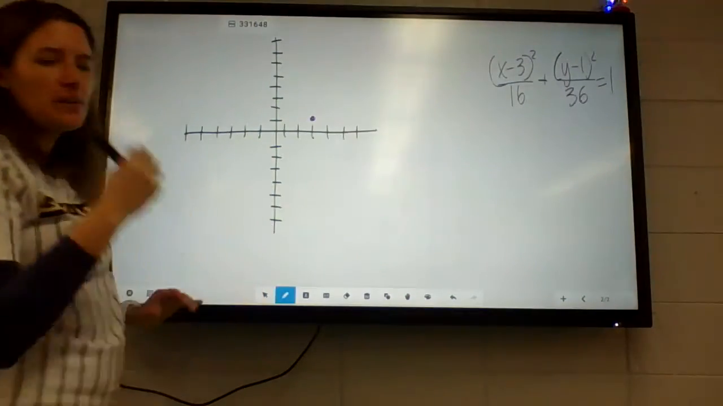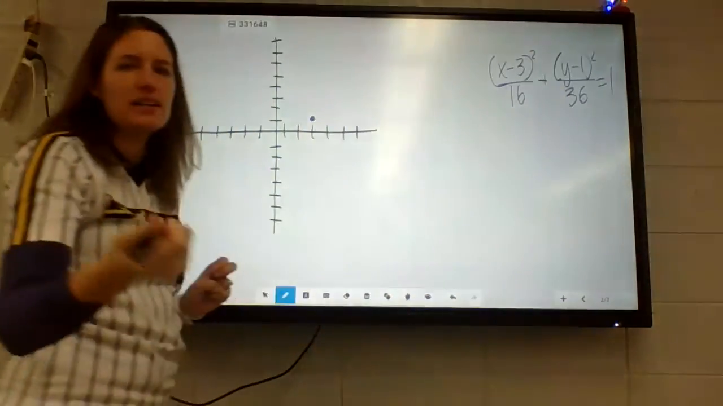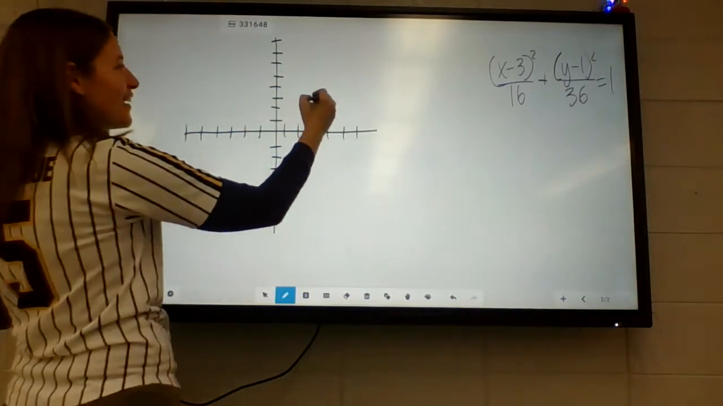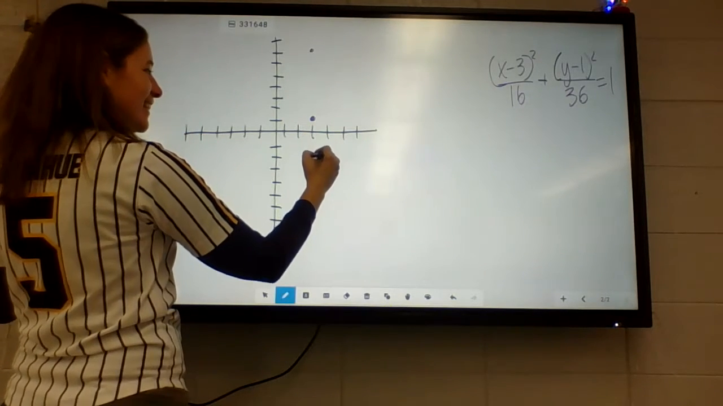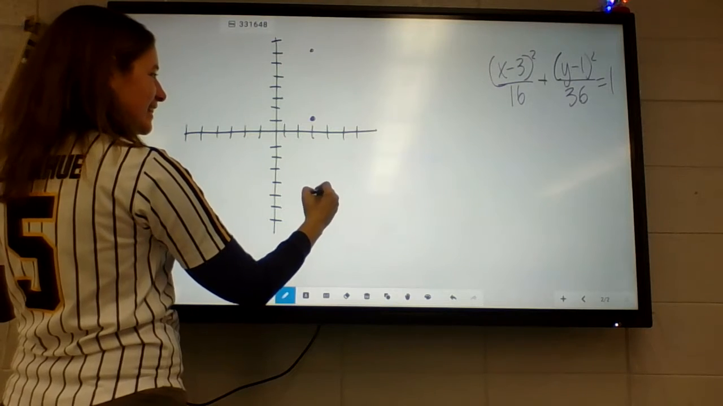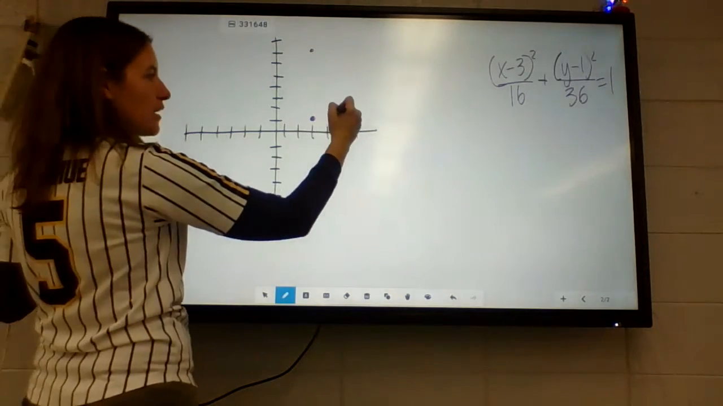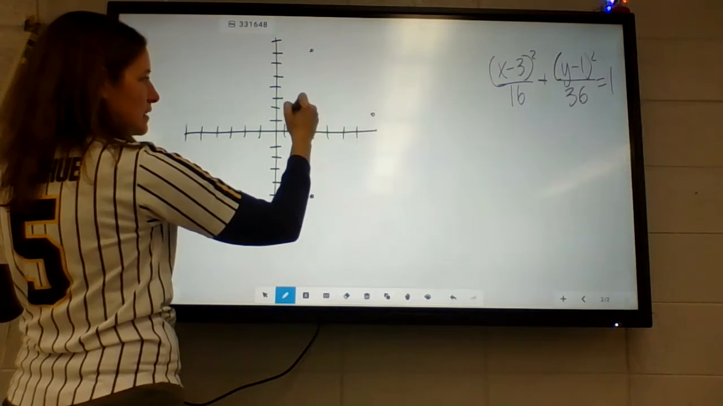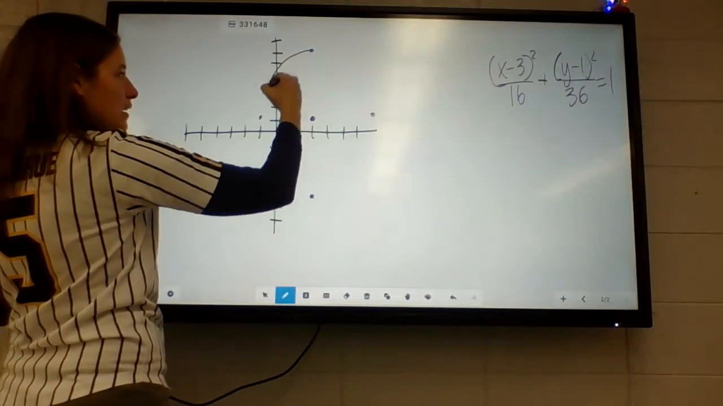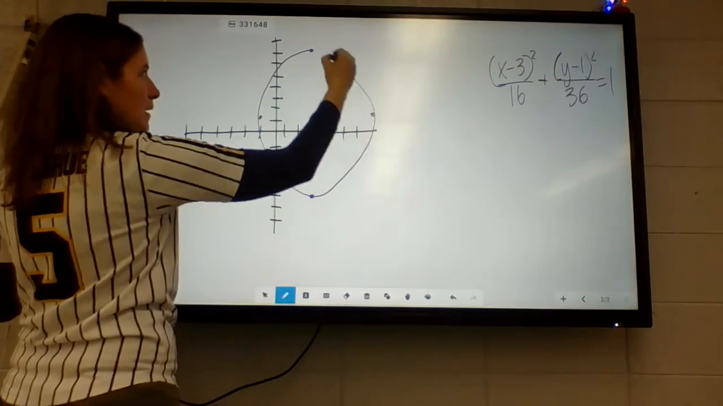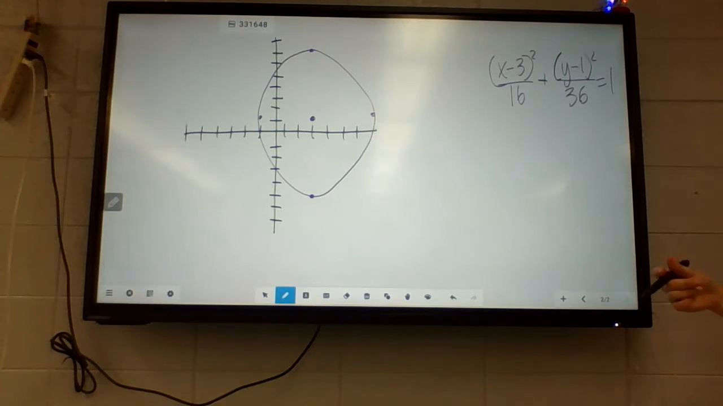All right, so in the Y direction, we have to go up and down 6. So up and down 6, out 4, because it's underneath the X. So that's our ellipse. And then, it didn't ask for it, but hopefully you put the foci in there.